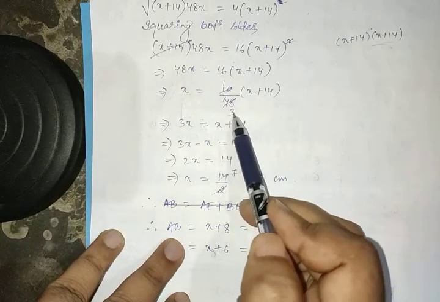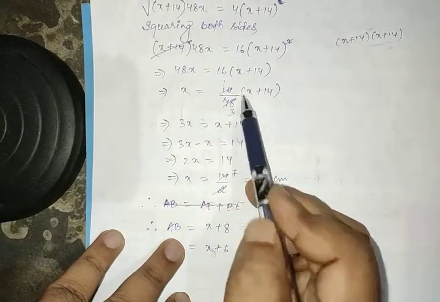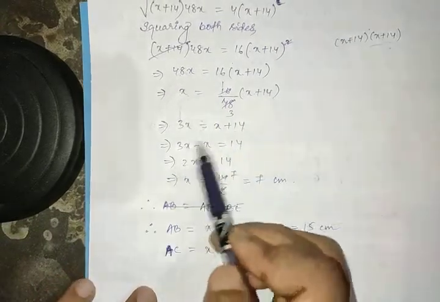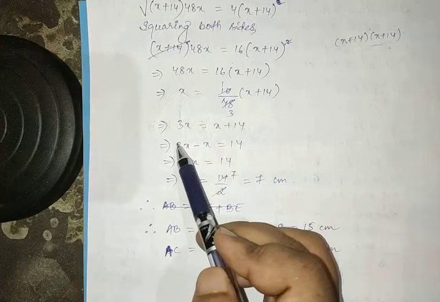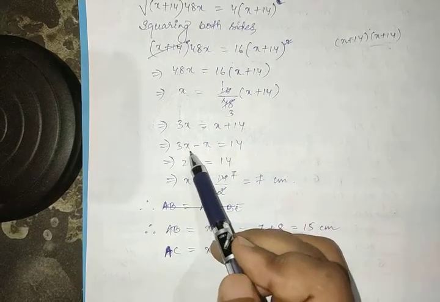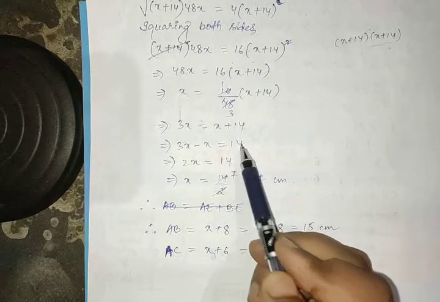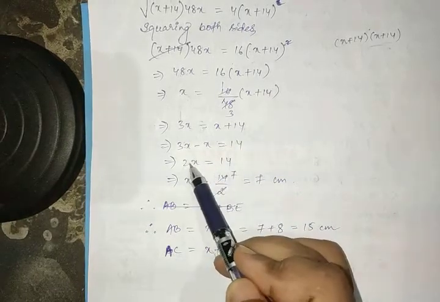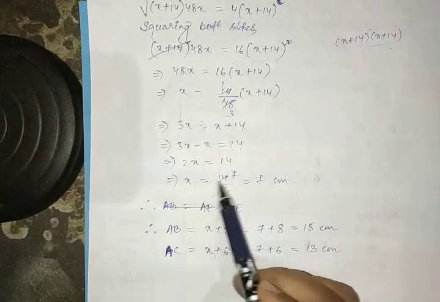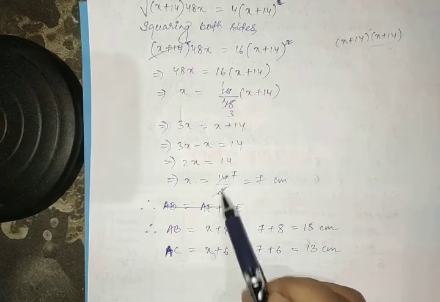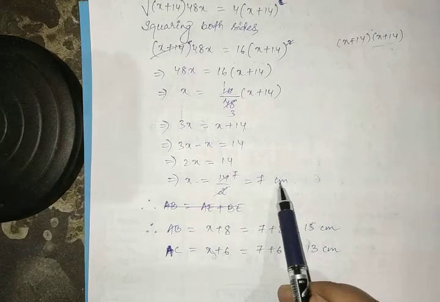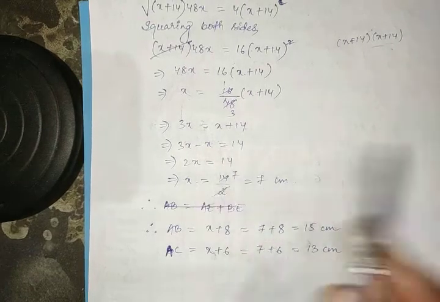So now I have cross multiplied again. 3 into x is 3x equal to x plus 14. Then you bring x on the left hand side because we have to find the value of x. So 3x minus x equal to 14, or 3x minus x is 2x equal to 14, or only x equal to 14 by 2. So we have cancelled, 2 7s are 14, so x equal to 7 centimeter. So we got the value of x, right?